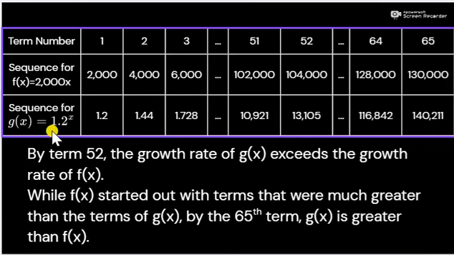Okay. This exponential sequence is going from 1.2 to 1.44 to 1.728. When you get into the bigger numbers, it goes from 10,000 to 13,000 and from 116,000 to 140,000. You can see that the gap is getting bigger and bigger and bigger on the exponential sequence. So by term 52, the growth rate of g of x exceeds the growth rate of f of x. Okay, so here you can see that it's at 104 and the growth rate is 2,000. Here it's more than 2,000. It's going from 10,000 to 13,000.